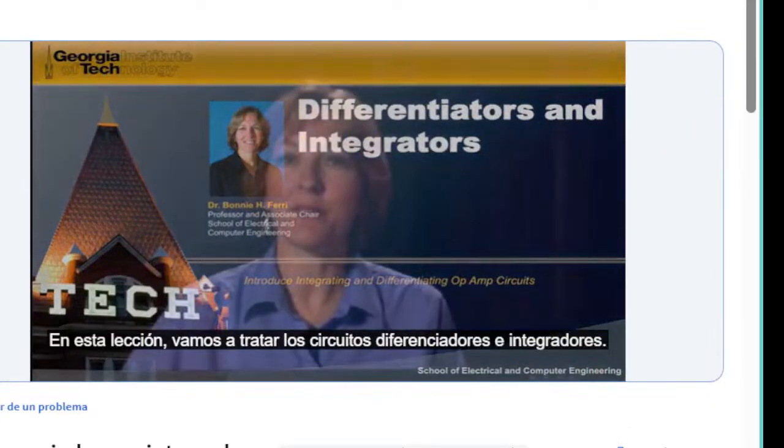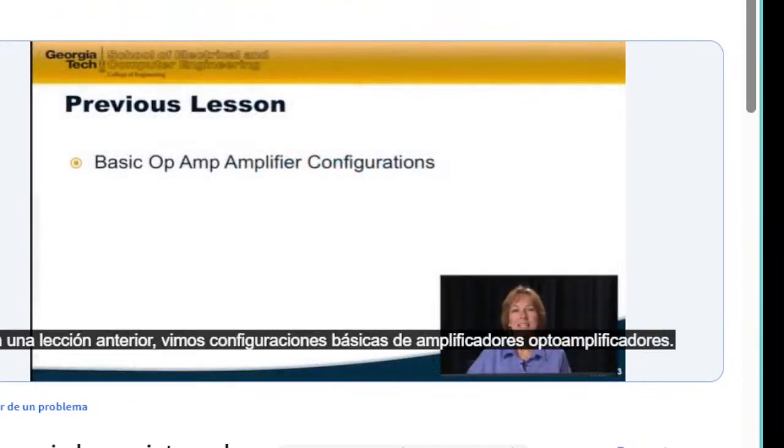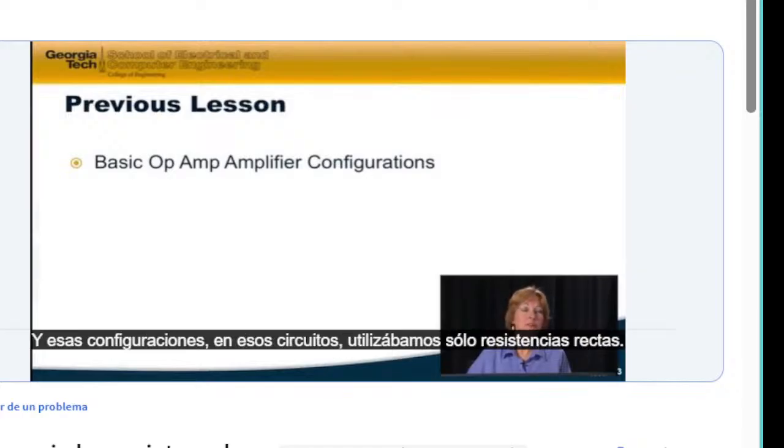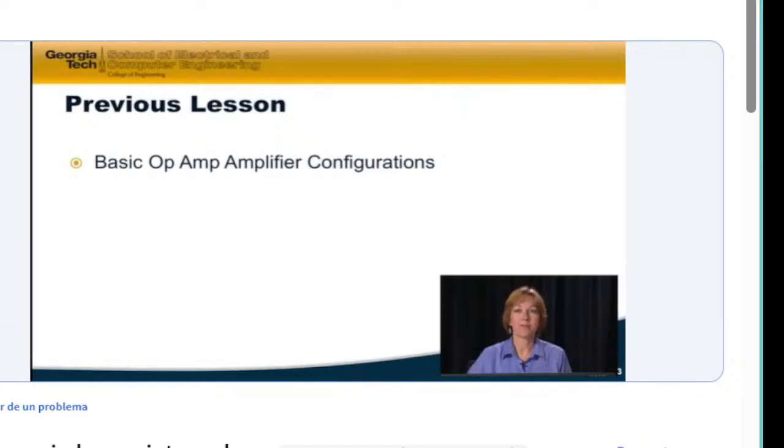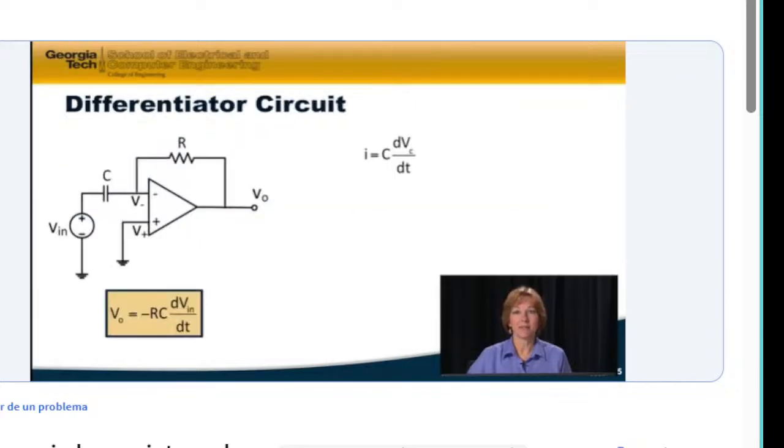In this lesson, we'll be covering differentiator and integrator circuits. In our previous lesson, we looked at basic op-amp amplifier configurations, and in those circuits we used just straight resistors. In this case, we're going to introduce capacitors, and by doing that, we're able to create circuits that differentiate or integrate the input. We'll also demonstrate the performance of these sorts of circuits using an oscilloscope on a real circuit.